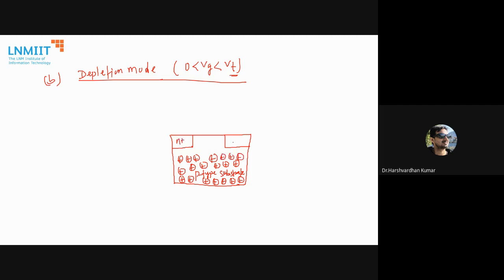So this is N plus, right? Here there will be an SiO2 layer, and here is the metal contact, that is the gate.